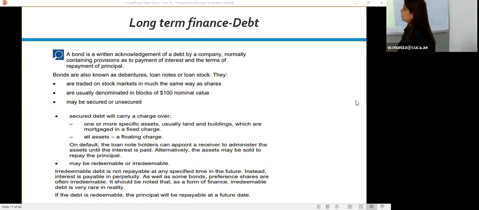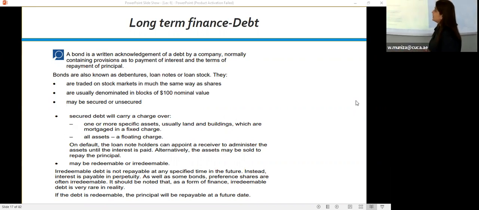So they say bonds are also known as debentures, loan notes, or loan stock. They are traded on the stock market in much the same way as shares. As you buy or sell shares at the stock exchange, in the same way loan notes are also traded on the stock exchange, and are usually denominated in blocks of $100 nominal value. Students, every time the interest is going to be calculated on the nominal value. So if you have to calculate the interest on the loan note, you have to use the nominal value, do not use the market value.